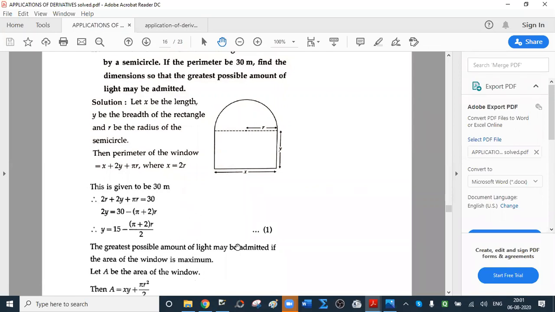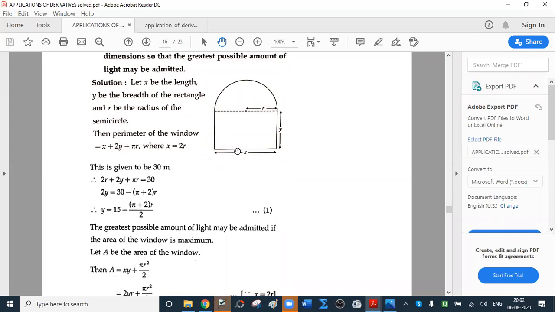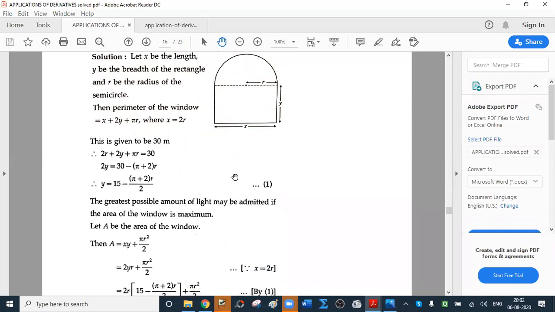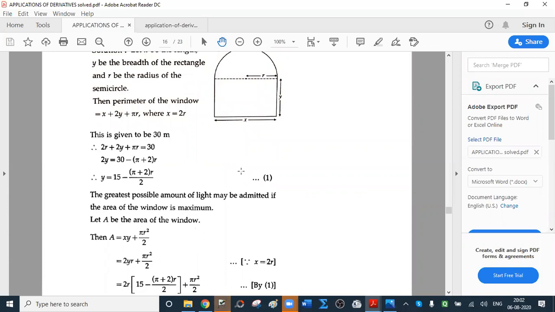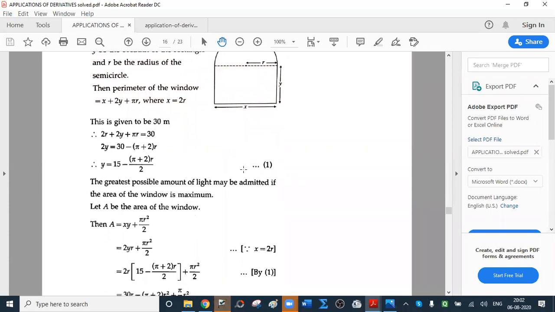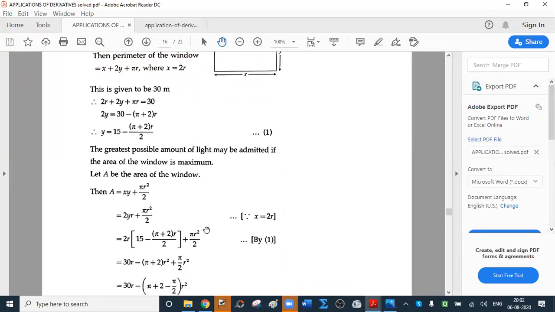Good. Now the greatest possible amount of light may be admitted if the area of the window is maximum. So which function we have to examine for maxima? Area. Now can you tell me what is the area of the window? It is this area of the rectangle plus area of the semicircle. So it is xy plus pi r square upon 2. That is 2yr plus pi r square upon 2.